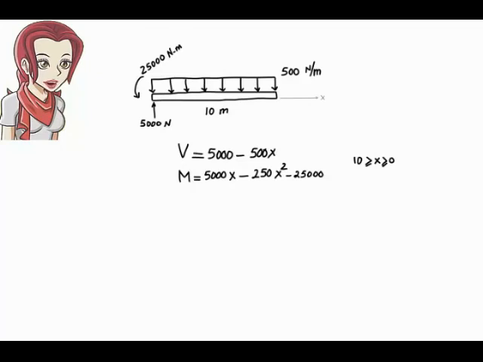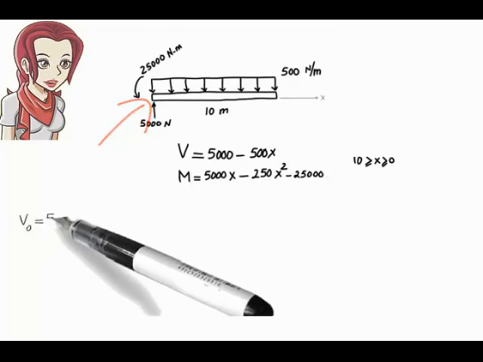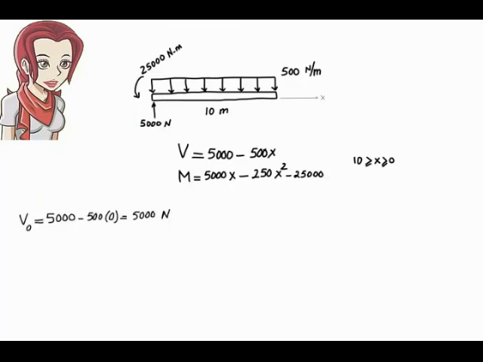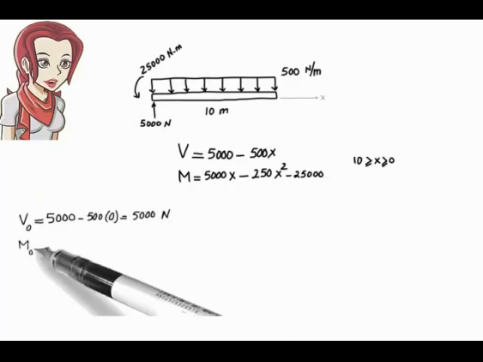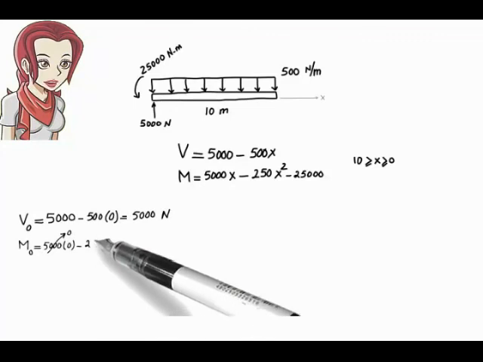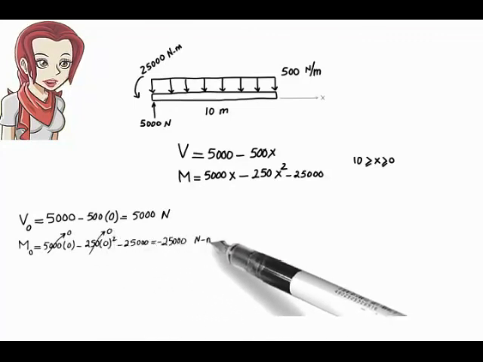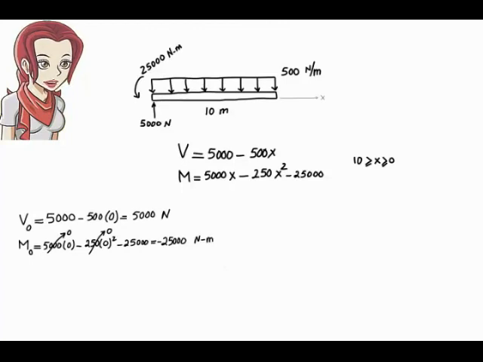For example, what is shear and moment at the left end of the beam where x equals 0? V of 0 equals 5,000 minus 0, or 5,000. M of 0 equals 0 minus 25,000, or negative 25,000. Notice that these are the support reactions. The equations correctly give us the support reactions for shear and moment when x equals 0.